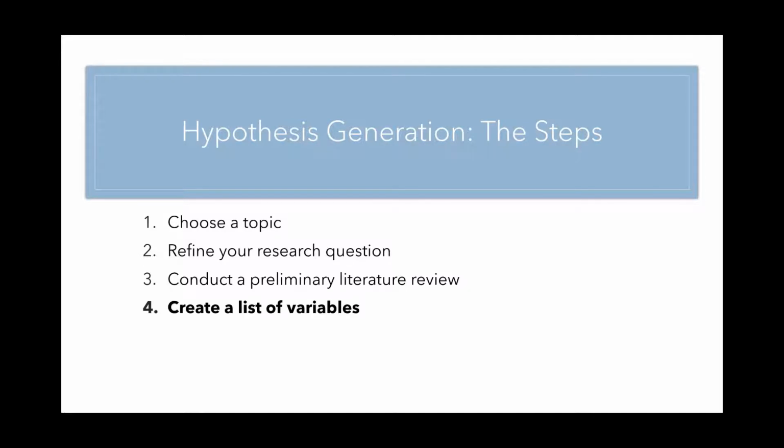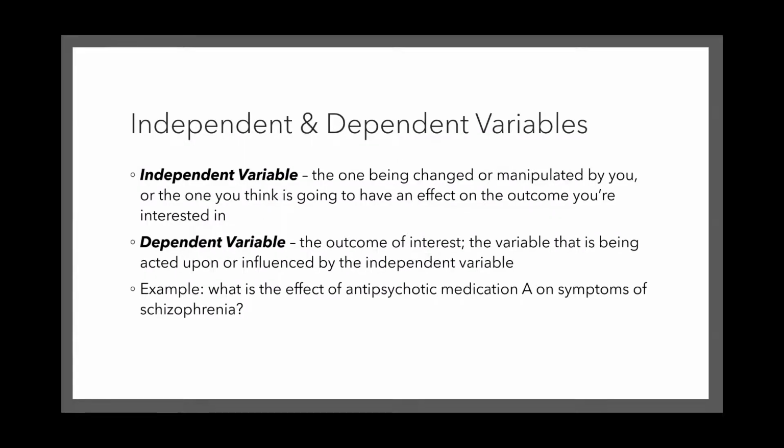Once you've developed your question and know it would make a novel contribution to existing literature, you need to select and define your variables. What exactly are you going to measure? So as a quick refresher, this is what I mean by independent and dependent variables. The independent variable is the variable being changed or manipulated by you, or the one you think is going to have an effect on the outcome you're interested in.